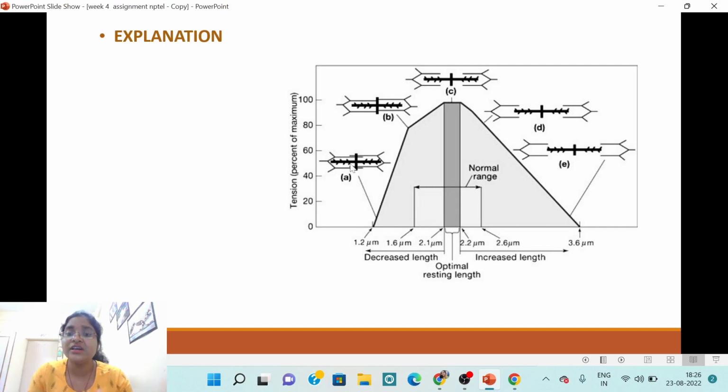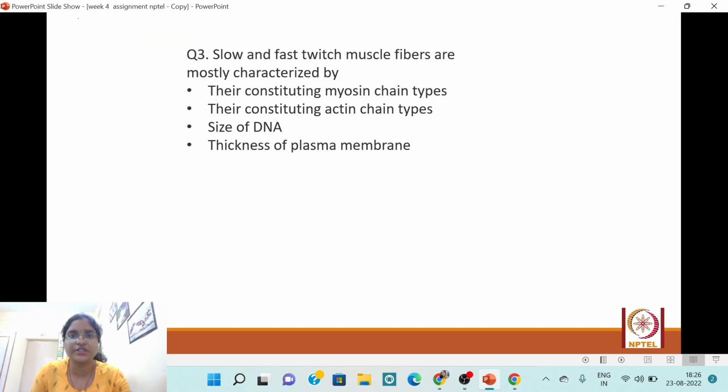So basically, the length of the sarcomere is related to the tension generated in the myotubes. Okay, so we'll move on to the next question.